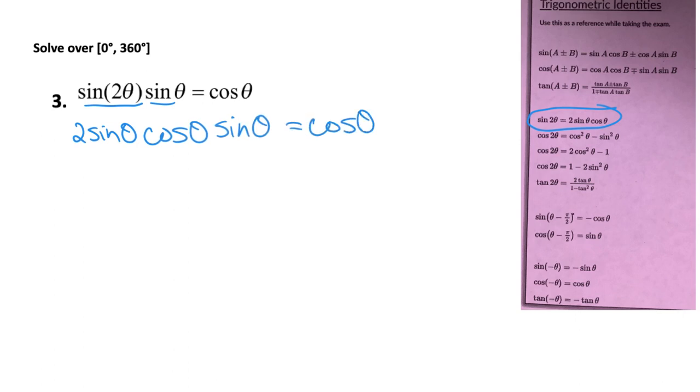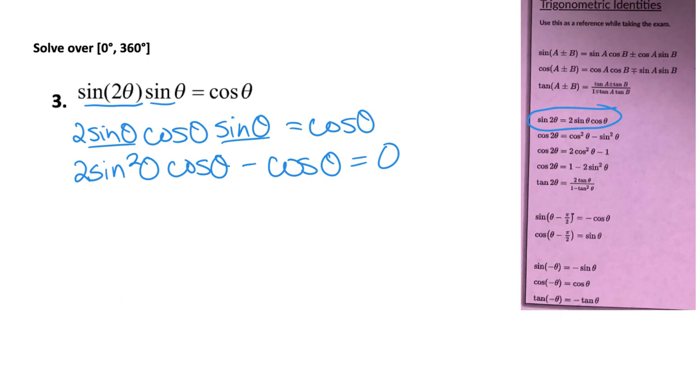We're going to want to solve this, which means we need to get it equal to 0. So I'm going to do 2 sine, there's 2 of them, so I'm going to put sine squared theta cosine theta minus cosine. Notice I did not divide by that cosine. If you divide by that cosine to make those cosines cancel out, you will lose answers. So now I'm going to factor out cosine theta, which is going to leave me with 2 sine squared theta minus 1 equals 0.